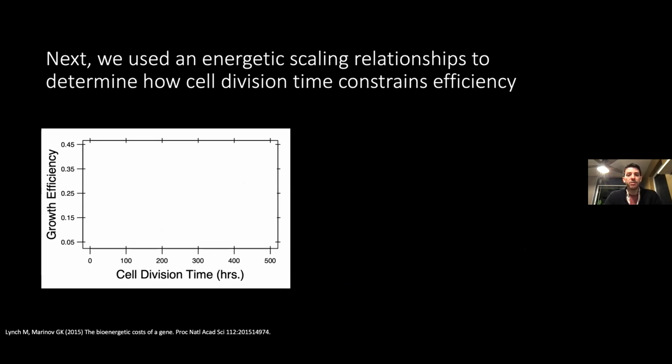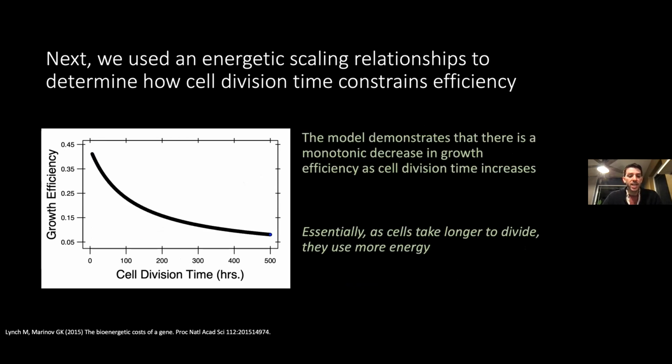Next, we used an energetic scaling relationship to determine how cell division time constrains growth efficiency. The energetic scaling relationship model we're using comes from Lynch and Marinov 2015, and it's really looking at the bioenergetic costs of a gene. And from this scaling relationship, we generated a model that demonstrates that there is a monotonic decrease in growth efficiency as cell division time increases. Essentially, the foundation for this is that as cells take longer to divide, they actually need to use more energy to maintain their cells.